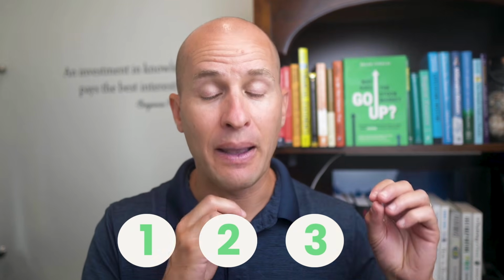Okay, now that you know how to analyze a company's earnings report, let's go through these 3 steps using Meta's first quarter earnings report in 2024 as an example.